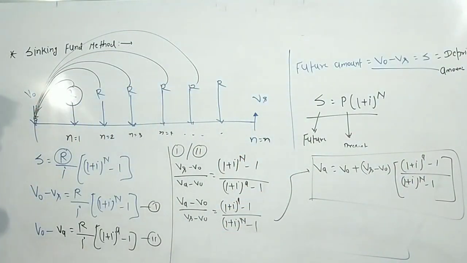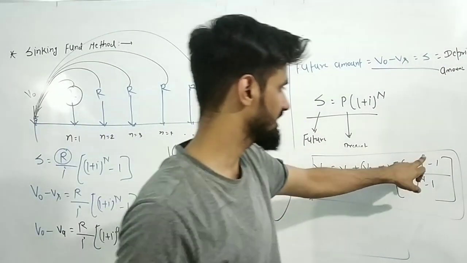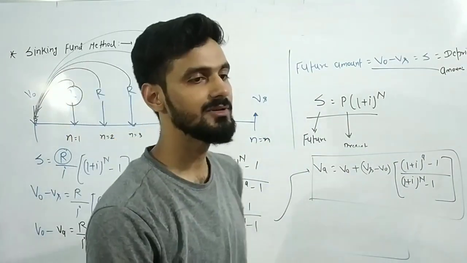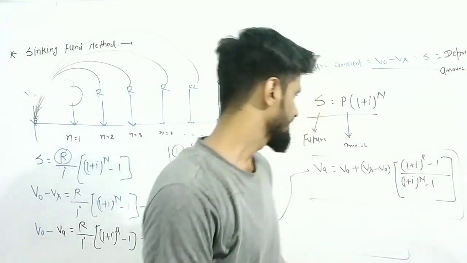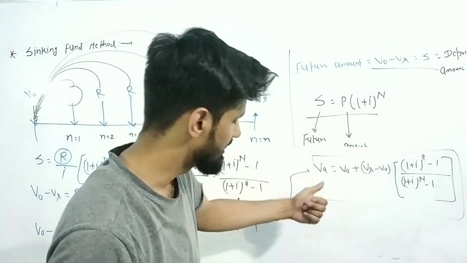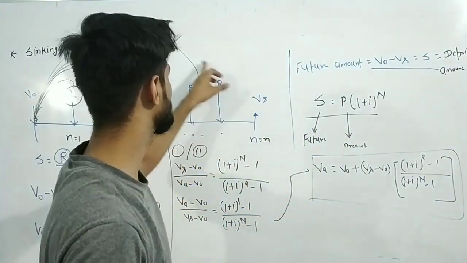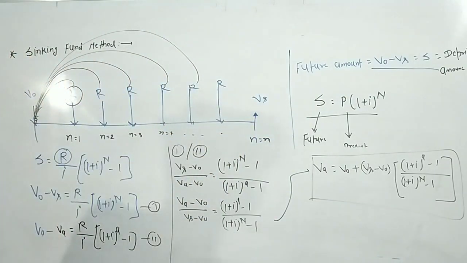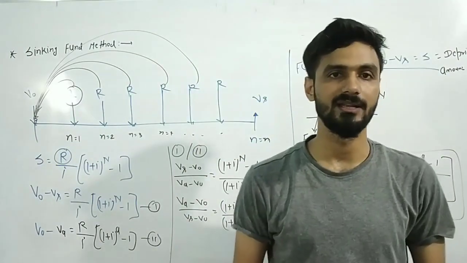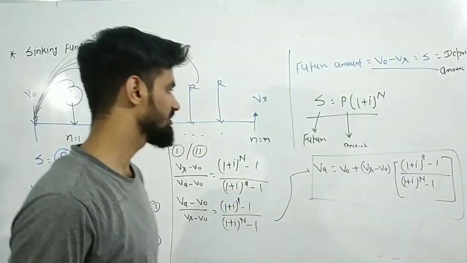If the question is asking to calculate the book value of the assets for the 5th year, then you have to substitute here a is equal to 5. The rate of interest will be given in the question. Salvage value will be given in the question. So from this data you can calculate the book value of any assets from the sinking fund method. First thing. Second thing is that the sinking fund method considers the time value of money.